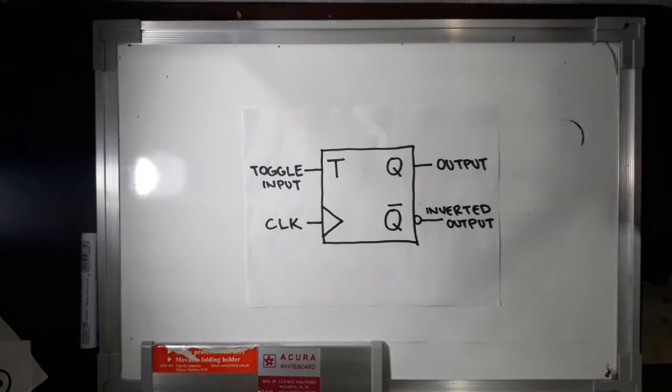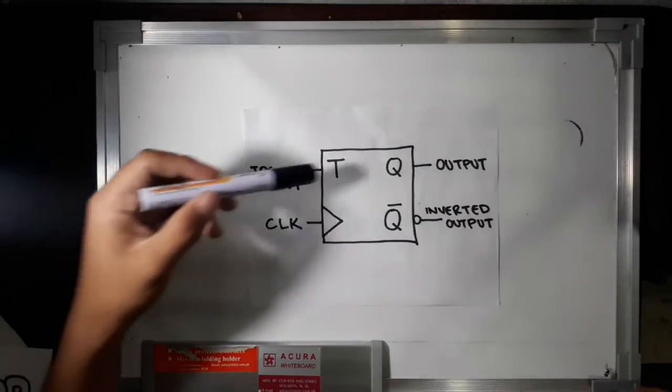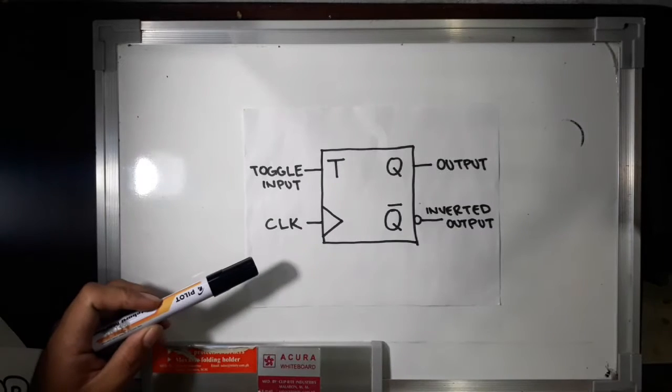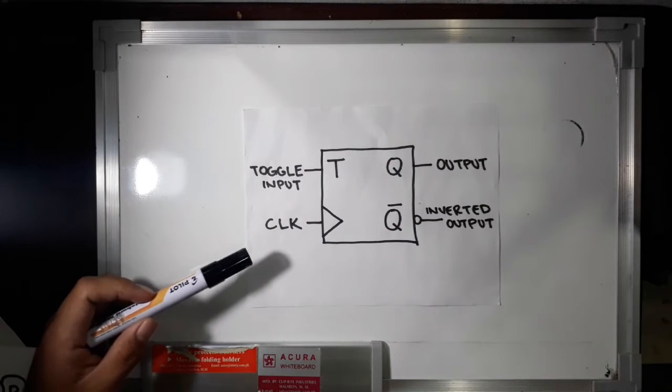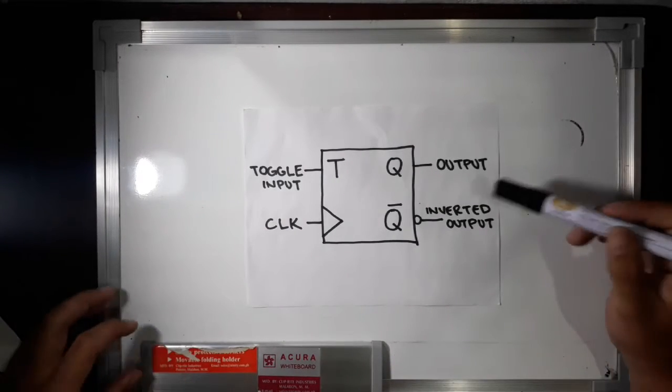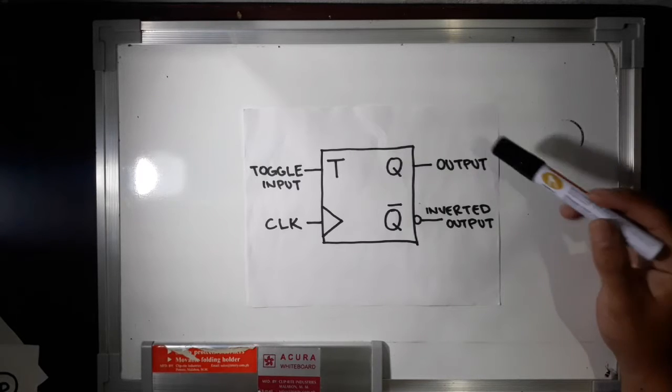Now, this is the logic symbol of the T flip-flop. It has one toggle input T and one clock signal input, or CLK. We also have the output and the inverted output.